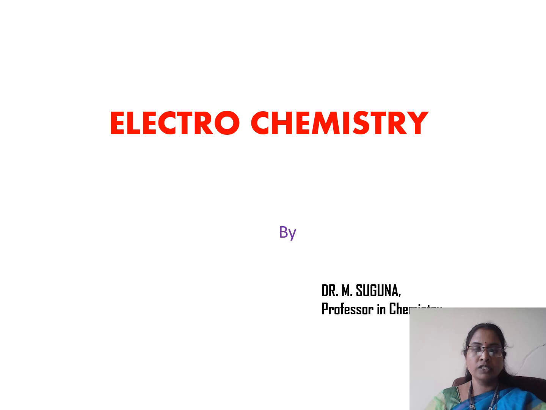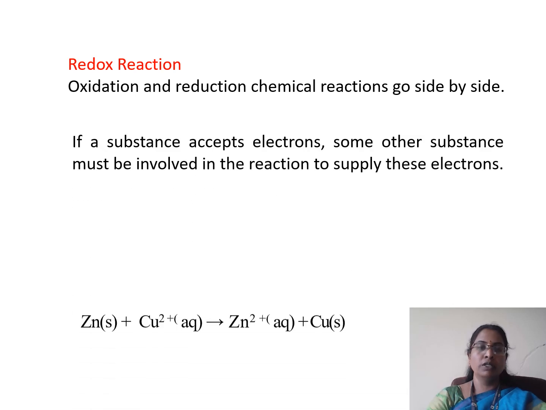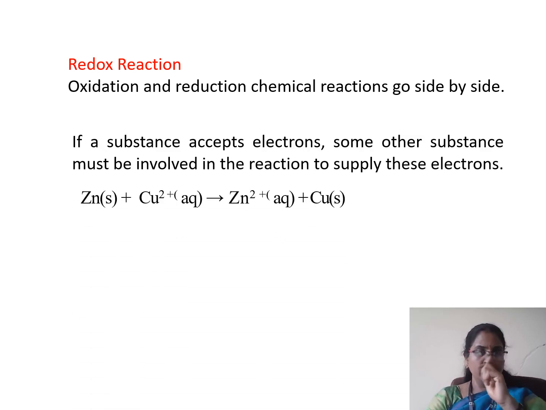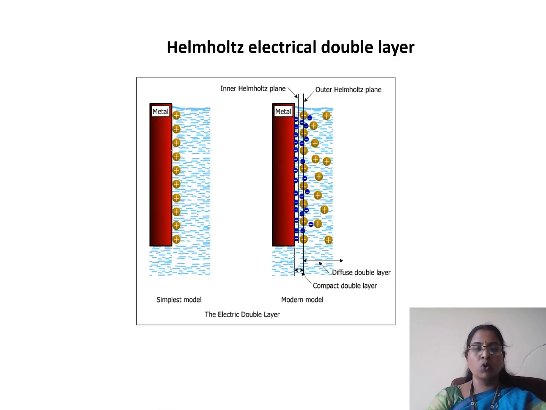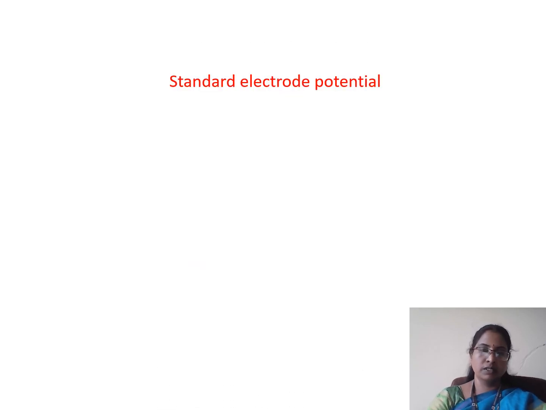In this video, I will discuss the derivation of the Nernst equation, the representation of a galvanic cell, the determination of the standard electrode potential of a galvanic cell, etc. In the previous video, I explained what a redox chemical reaction is, what electrode potential is, and how electrode potential is generated between an electrode and an electrolytic solution, the electrical double layer, etc. So what is meant by standard electrode potential?